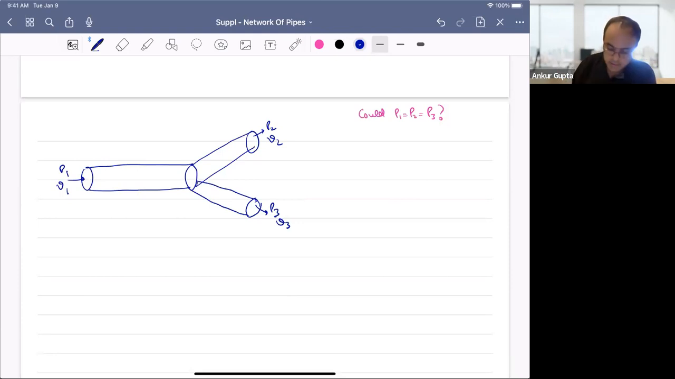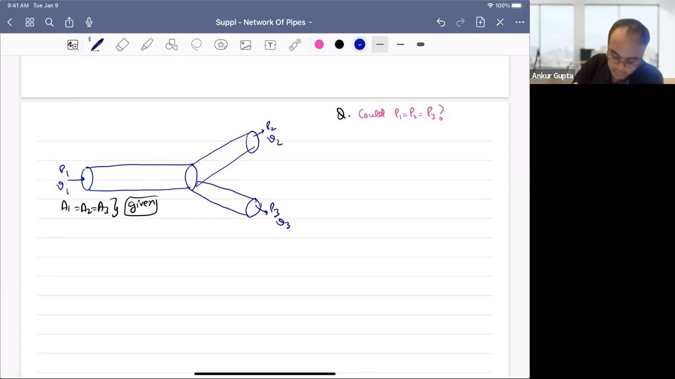You've also been given that A1 is equal to A2 is equal to A3. The question is simpler; it's not actually trying to solve anything, but is asking you: could P1 be equal to P2 be equal to P3?